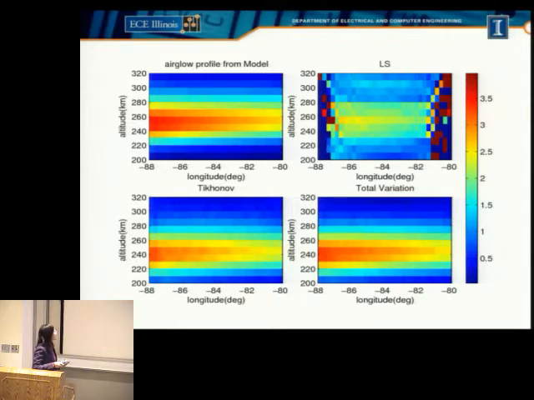Okay, so here is one of my results. This one is the initial or original airglow profile. We can take a look at this profile, where the x-axis is the longitude, and the y-axis is the altitude. Each pixel here, the color shows the intensity of the airglow at this point, and the color bar is here. So this plot here is the reconstruction by the Fourier inverse. We can see it is very noisy, and we can hardly get anything useful from it.